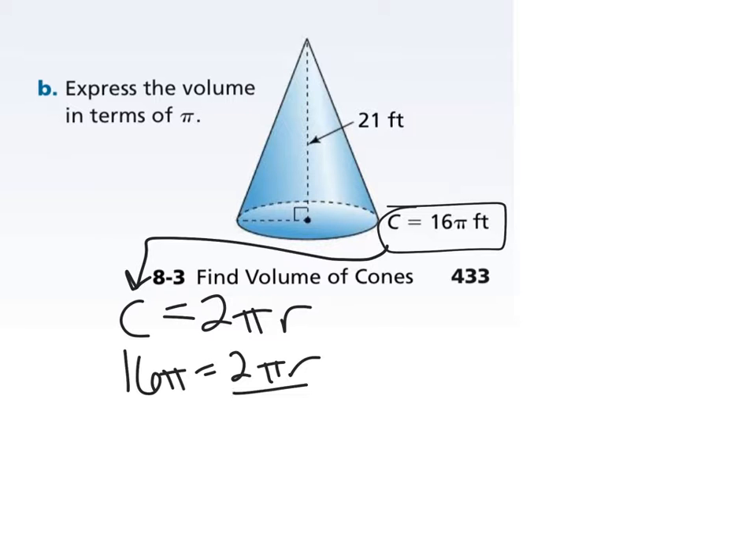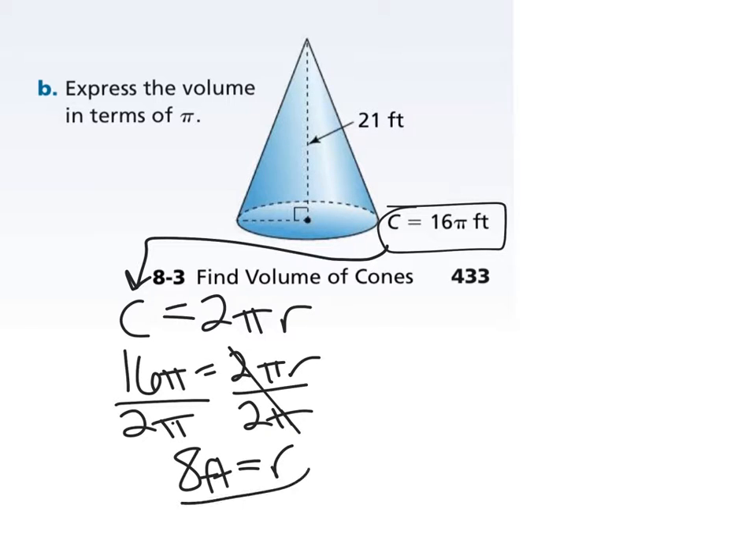Divide. They're multiplying, we divide. Always the opposite operation. And when we divide that, 16 divided by 2 is 8. The pi's will just cancel each other out. So that means our radius is 8 feet. So we're not done yet, but we're getting closer.